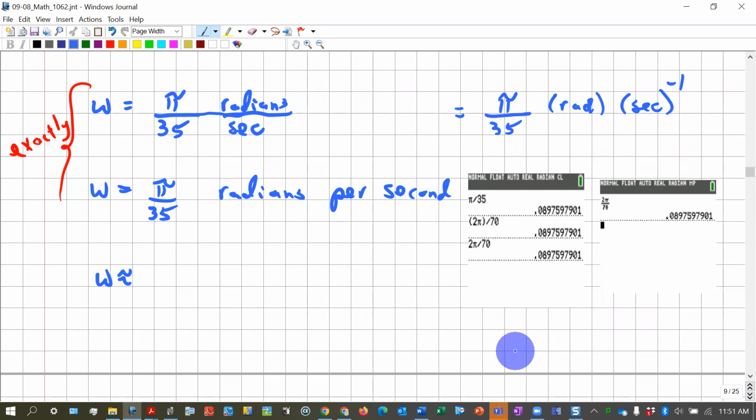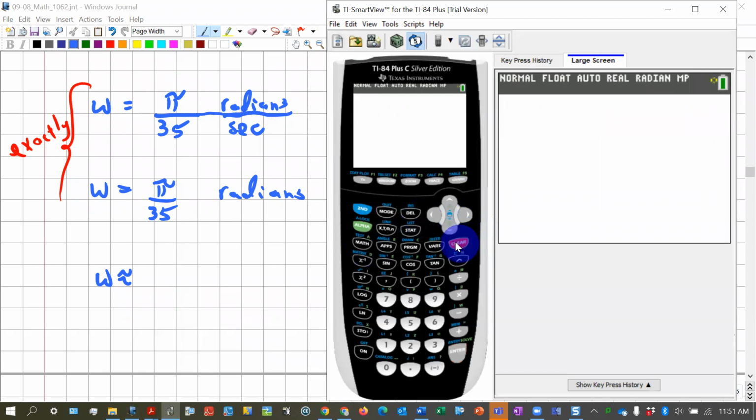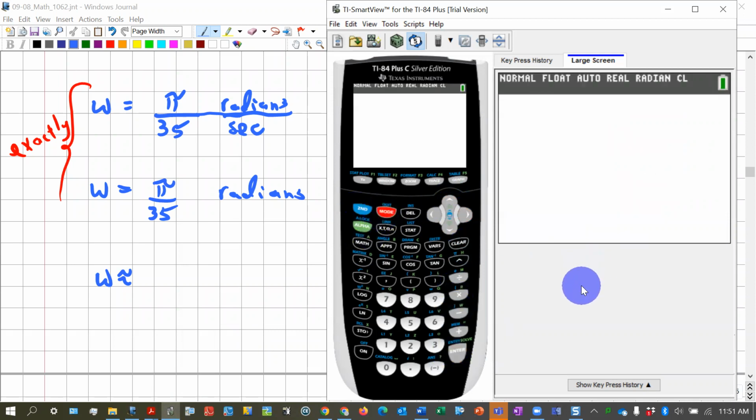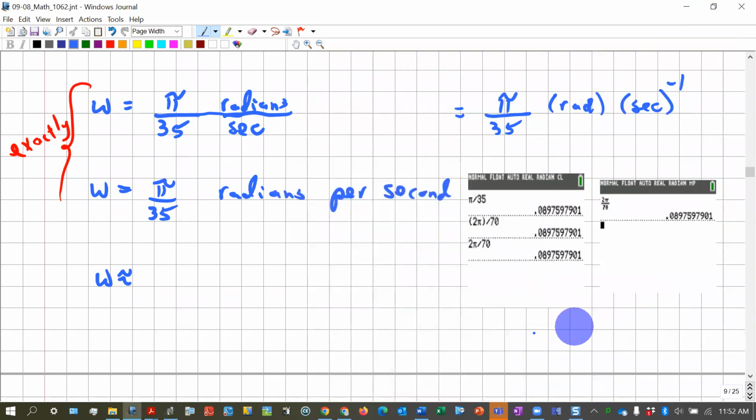And they didn't tell us what to round off to. So since they didn't tell us, the assumption is they want the exact answer. But if we really do want an approximation, in this class, I will always tell you round to so many decimal places. And if for some reason I forget, then just do something reasonable.